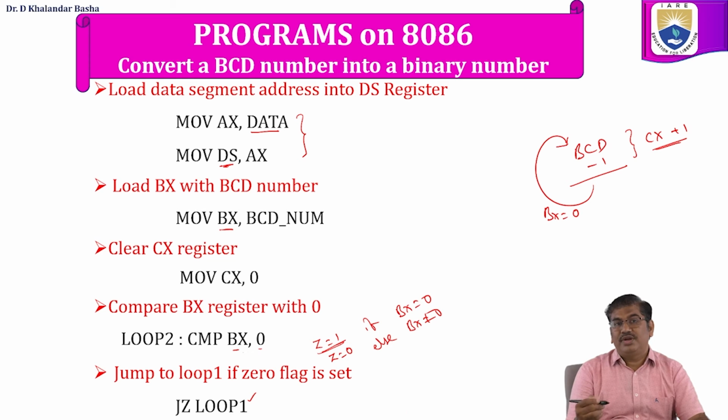So how many times are we going to subtract? The same number of times we are going to increment the CX register. So once BX is equivalent to 0, that indicates the BCD number is converted into a binary number, which is there in the CX register. So when it is equal, we will go for terminating the program.